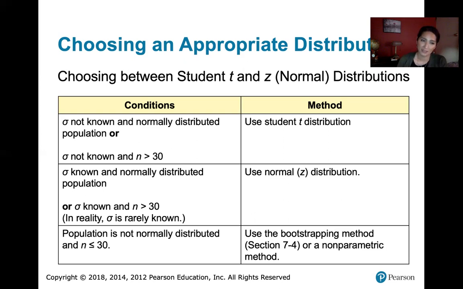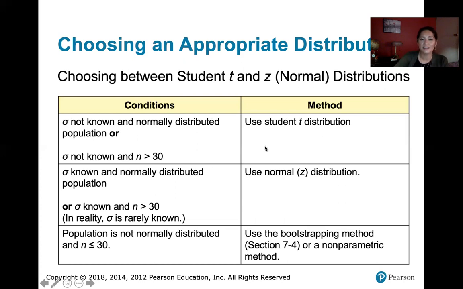Now, if you know the population standard deviation and the original data set was normally distributed or our sample size is larger than 30, then we're going to use that normal distribution with the z-scores. In reality, that doesn't happen very often. And then lastly, if the population is not normally distributed and we have a very small sample, we can't use these methods. There is another method called the bootstrapping method covered in 7.4 that we're not going to cover in our class. There is a non-parametric method that you might be able to use in that case, but we're not studying those in our course.